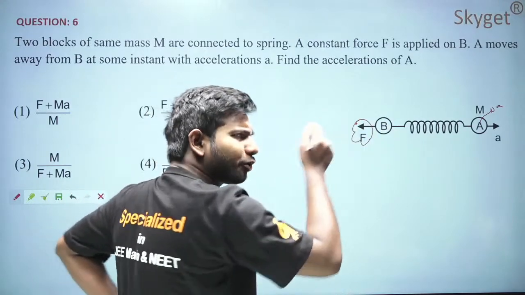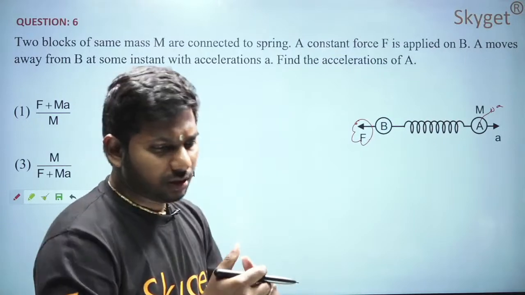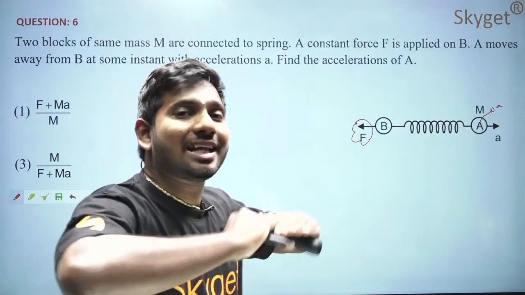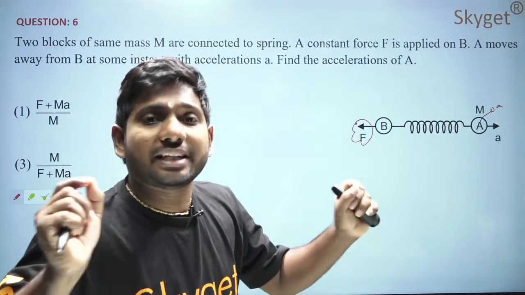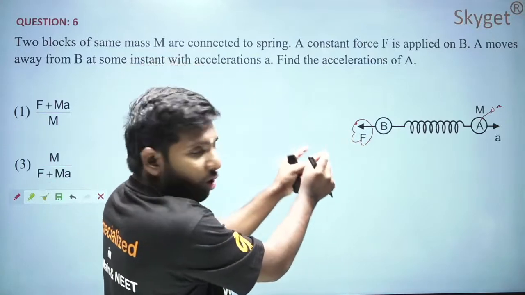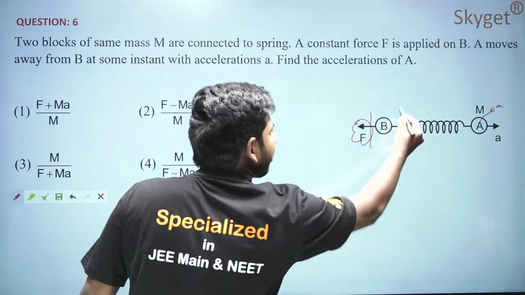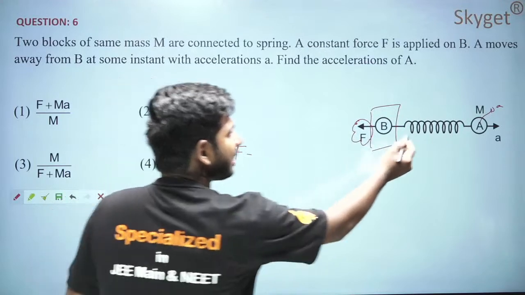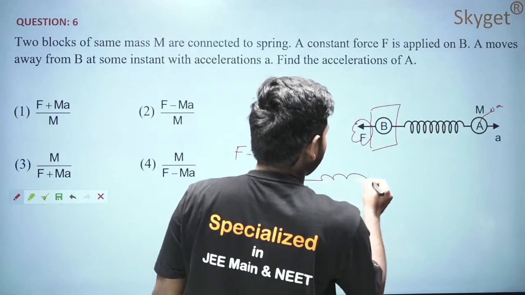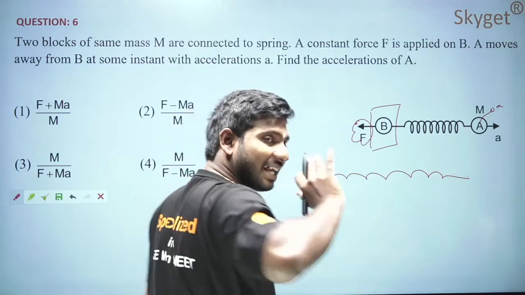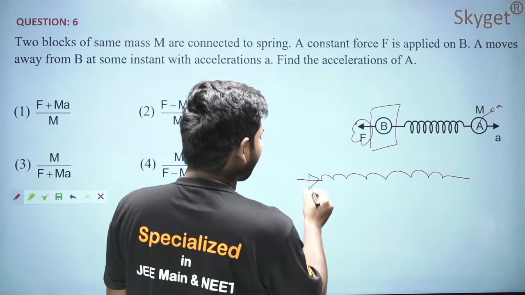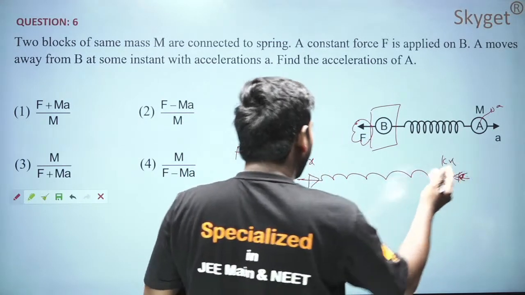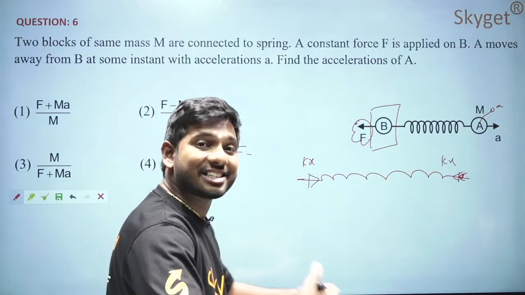If you try to simplify, whenever questions are asked on acceleration and forces, what you need to keep in your mind is to approach it using the free body diagram. If a force is being applied on particle B, I am trying to draw the force equation. F minus, why am I writing minus? When the spring expands from its natural position, if it is an ideal spring, it will have two forces, Kx and Kx, if x is the extension. Both are trying to compress the spring back to its natural position.